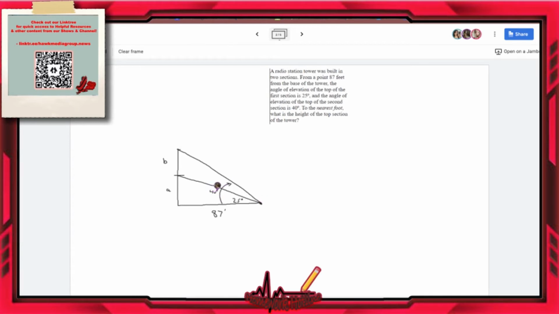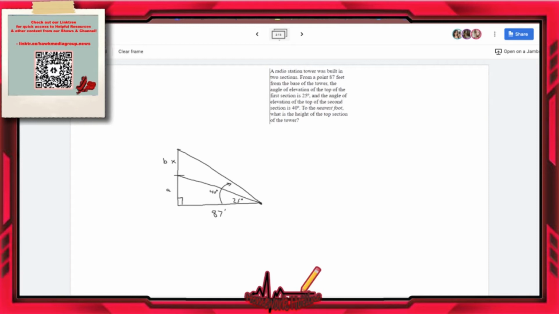Now, what we're being asked to find is the height of the top section of the tower, but we can't directly use a trig function with that because it doesn't create a right angle. So what we have to do here is find the height of the entire tower and then subtract the height of the first section of the tower, and that'll get us the second section.